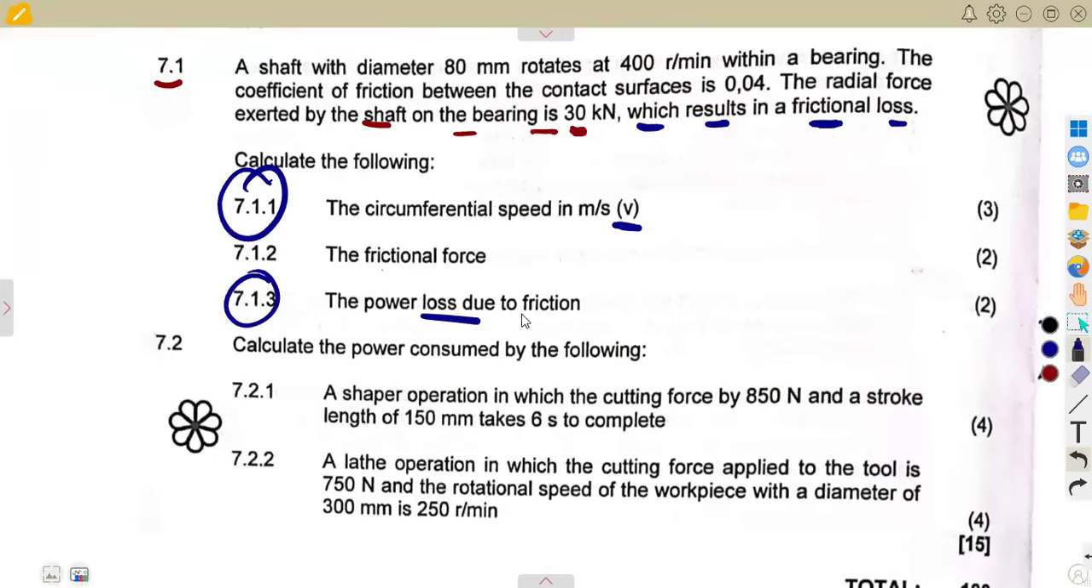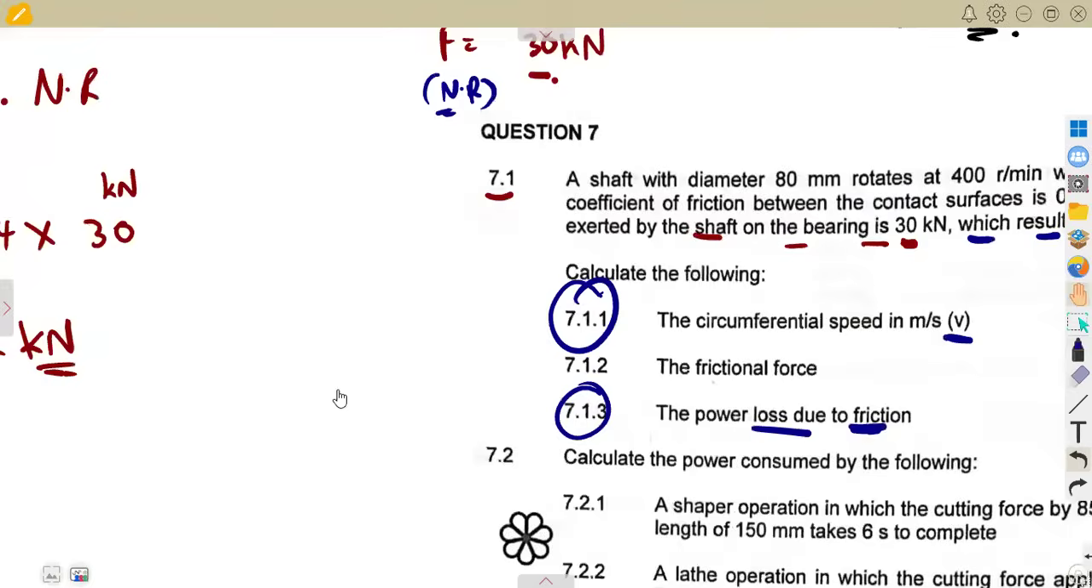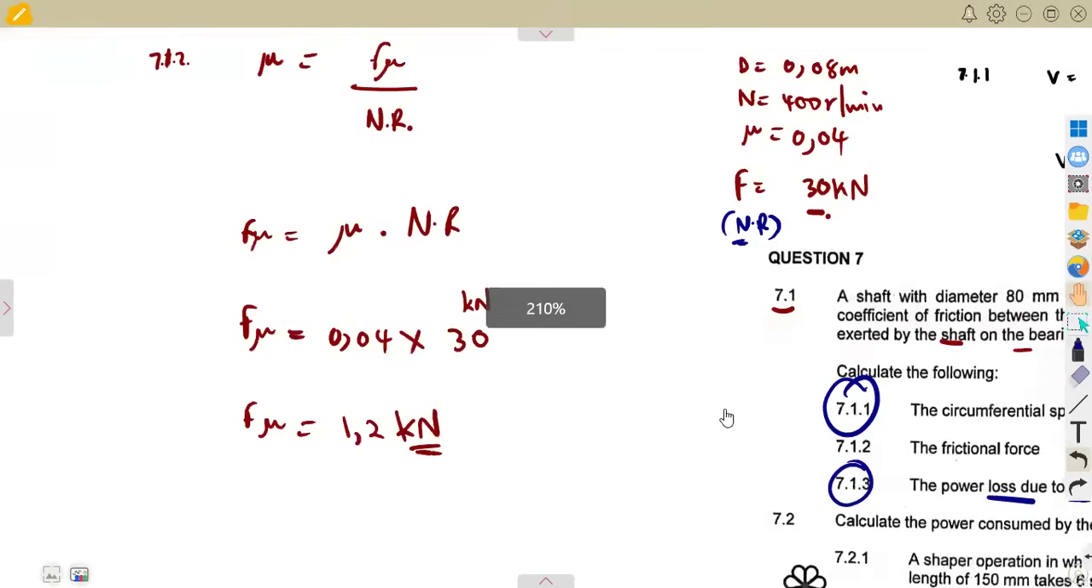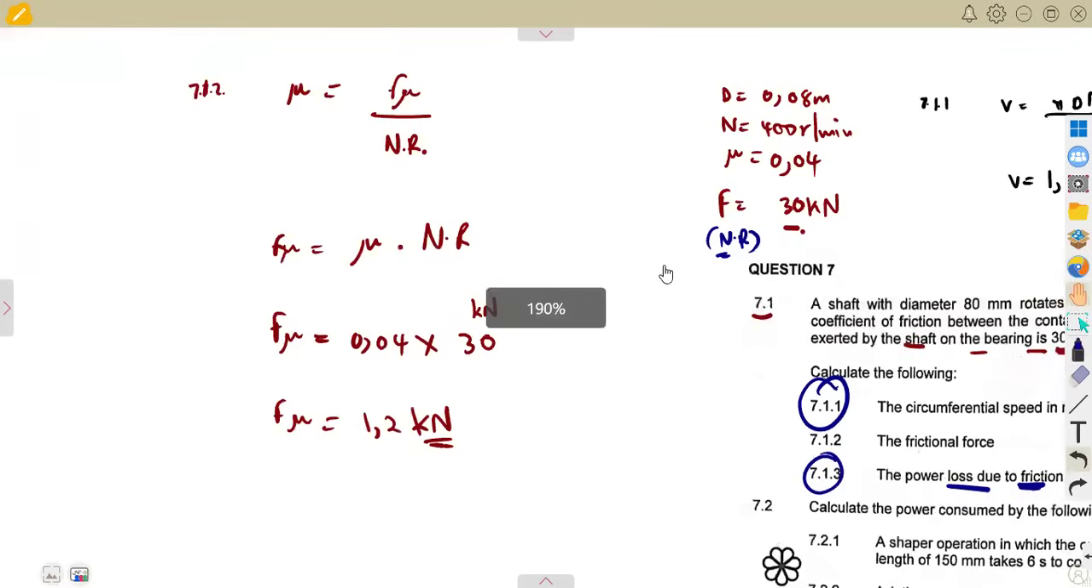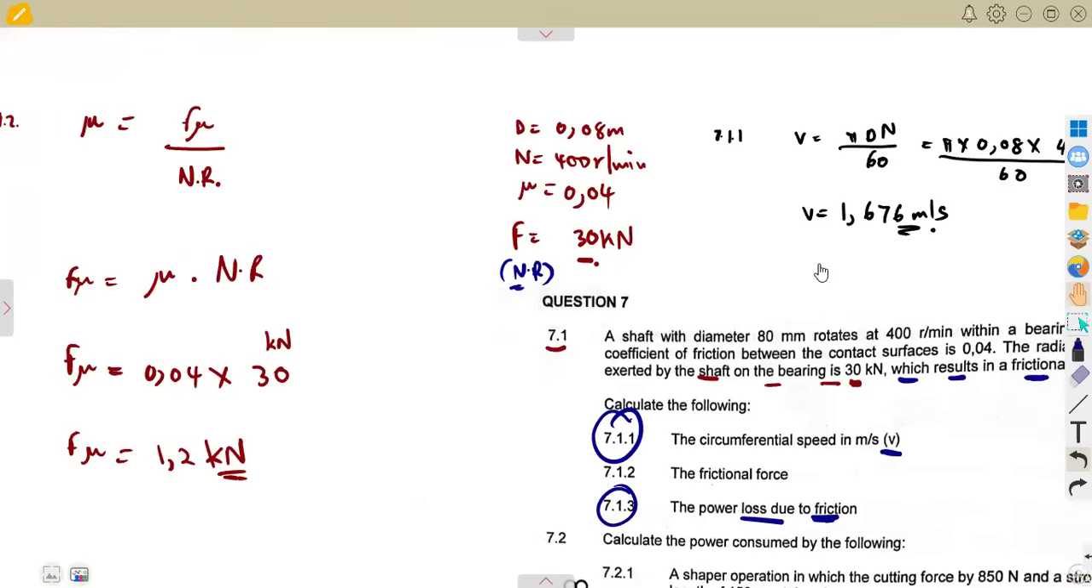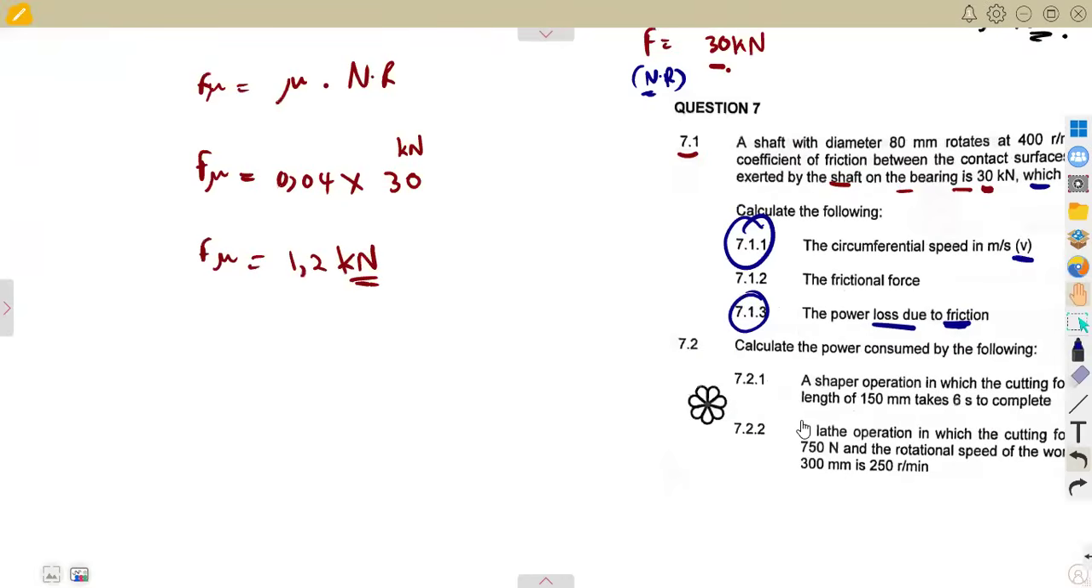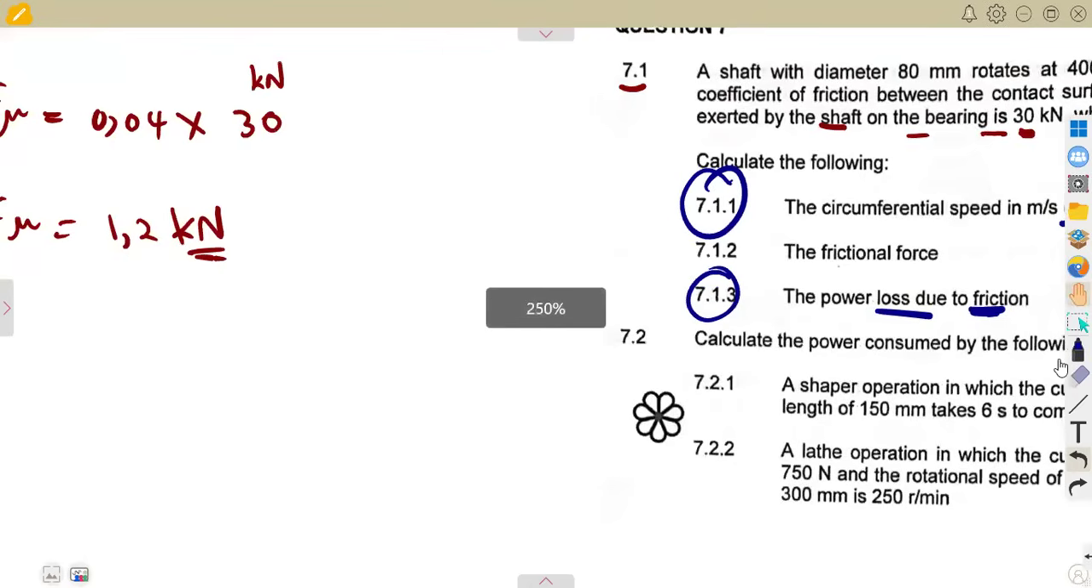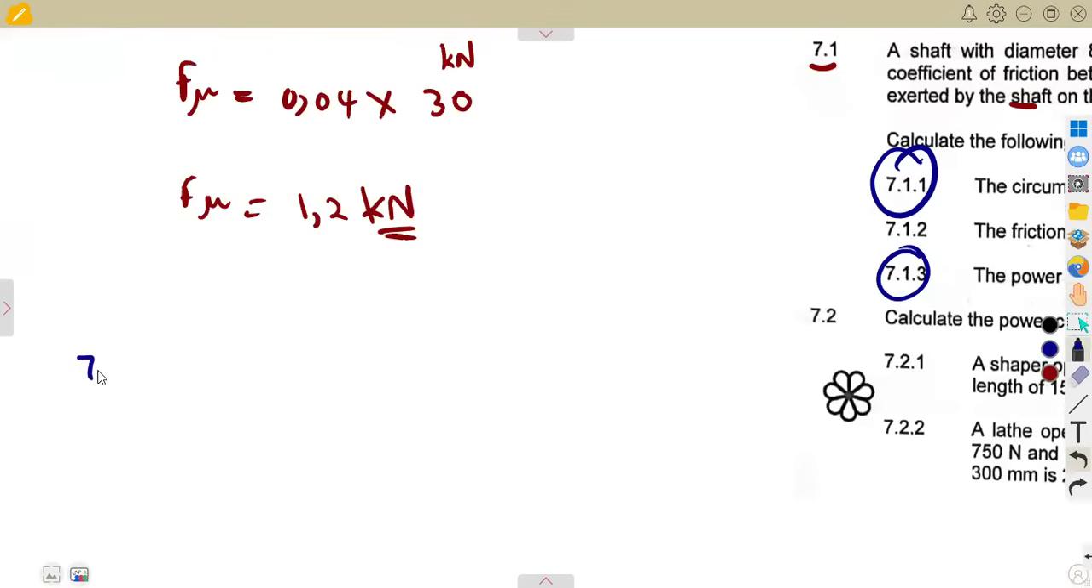The power loss due to friction. The power due to friction. There is a frictional force here. There is also velocity. So you can calculate power because power is a result of what? The force and the velocity. So since this is loss due to friction, it means we are supposed to use the frictional force. So the power is simply force times velocity. That is the formula for power, force times velocity. So since it is the power due to friction, we're going to use the frictional force.